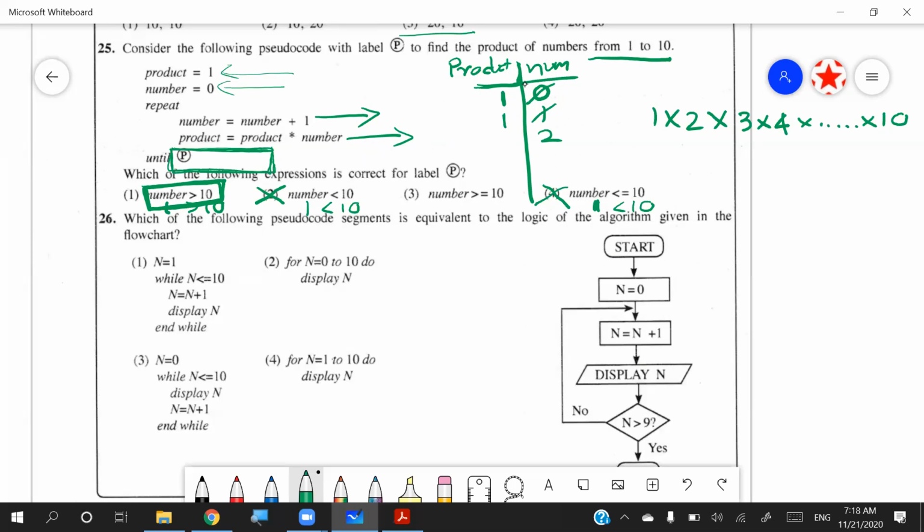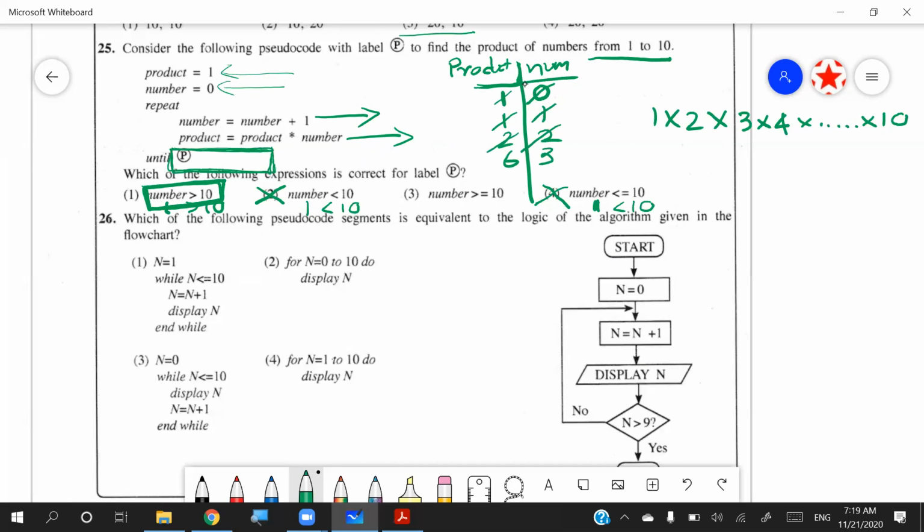Then 1 into 2 will be calculated and product will be reassigned with 2, right? Then again go and check the condition. Then this will increase by 3. Then 2 into 3 will happen. So it will produce 6.